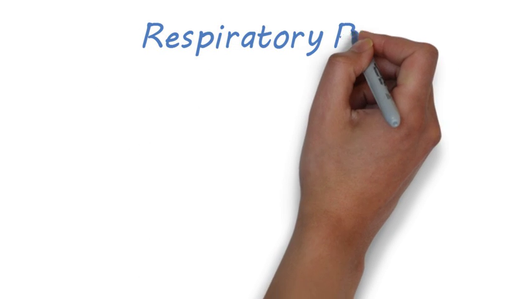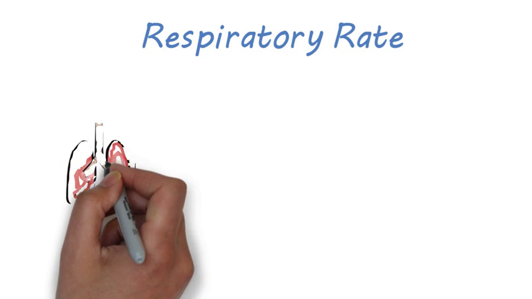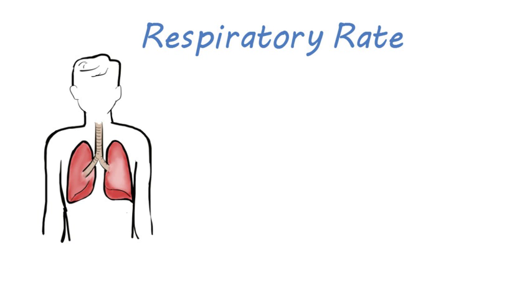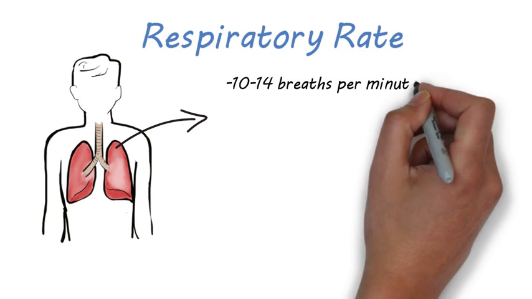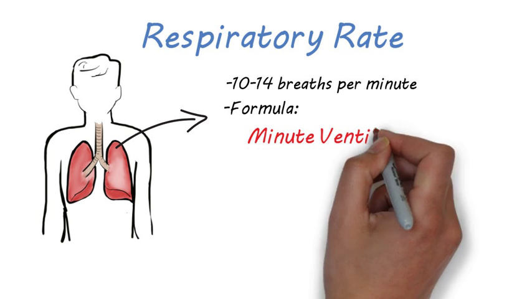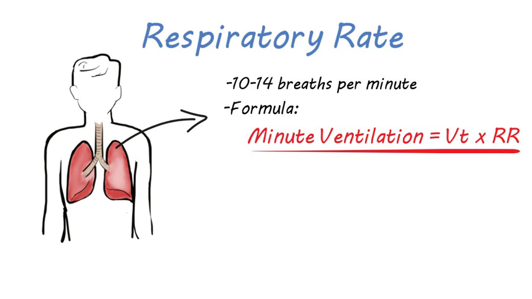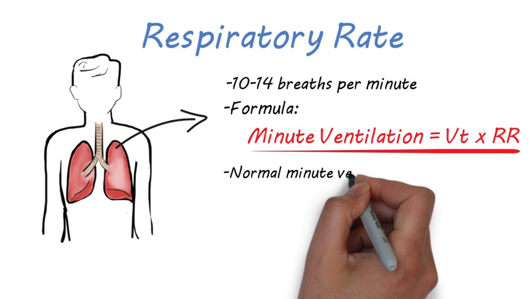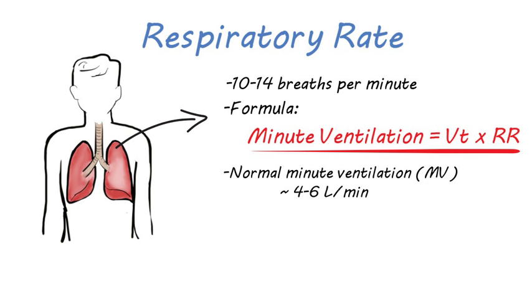Respiratory rate is the number of breaths taken per minute. In a patient without other physiologic derangements, respiratory rate is approximately 10 to 14 breaths per minute. Remember the following equation. Tidal volume multiplied by respiratory rate gives us a minute ventilation. A normal minute ventilation for you and me is approximately 4 to 6 liters per minute.